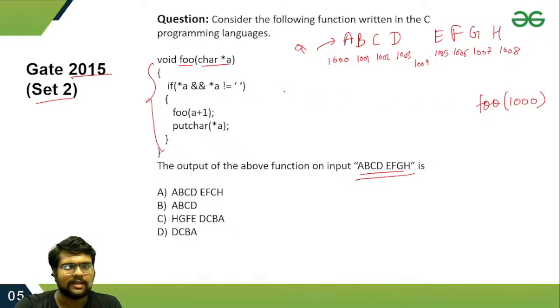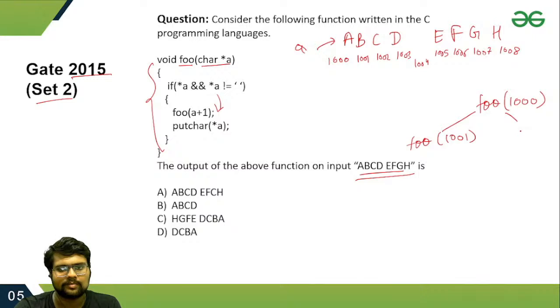Then we will check the value at this 1000 place. So the value at 1000 is A, and A is not equal to space, hence we will go in the if condition, and we will call foo of A plus 1. So it will call foo of 1001, and it will also put a character. This putchar means it is putting the value of this character which is pointed to by A. So star A means this value A.